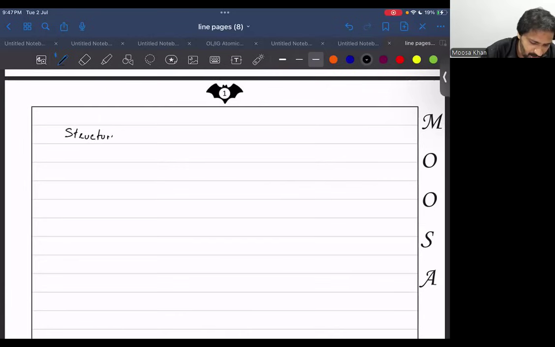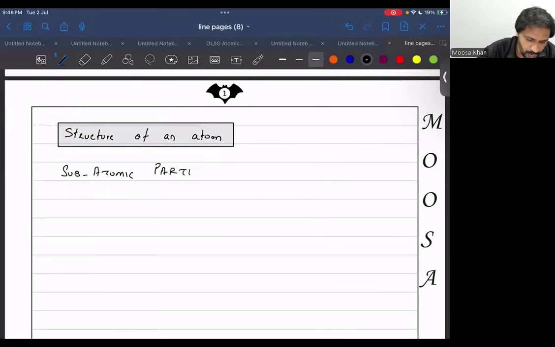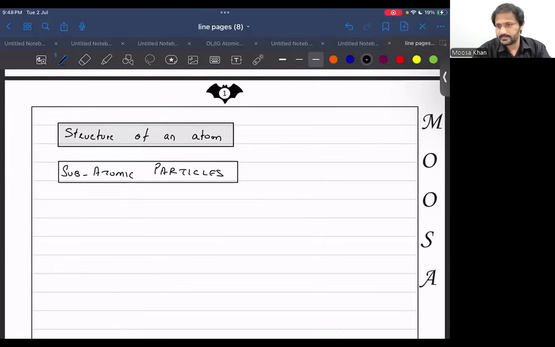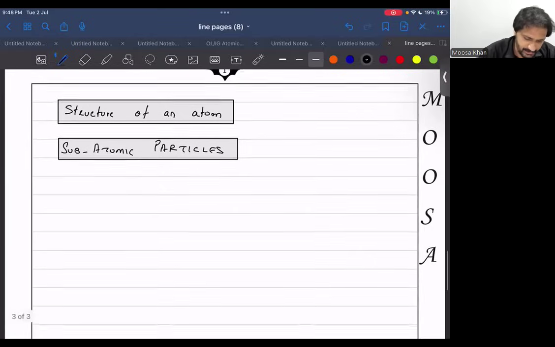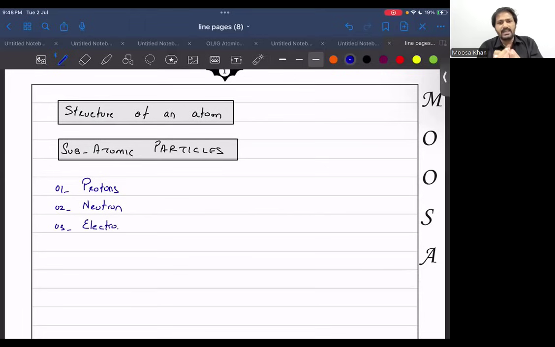Any atom has how many number of subatomic particles? Atom जिन particles का बना हुआ होता है उनको हम कहते हैं subatomic particles. How many subatomic particles are there in the atom? 3 subatomic particles: protons, neutrons, and electrons. Yes, protons, neutrons, and electrons. We have protons, we have neutrons, and we have electrons. Protons and neutrons, they are actually clumped together at the center of an atom, which is known as the nucleus of an atom.